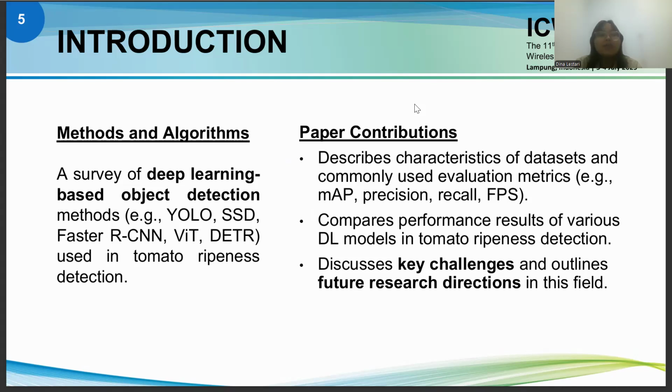So this study has three contributions. The first one is reviewing existing datasets and evaluation metrics used in tomato ripeness detection, such as mAP or mean average precision, recall, and frames per second or FPS. The second one is comparing the performance of several deep learning models used in previous works. And the last one, identifying open challenges and proposing possible directions for future research.